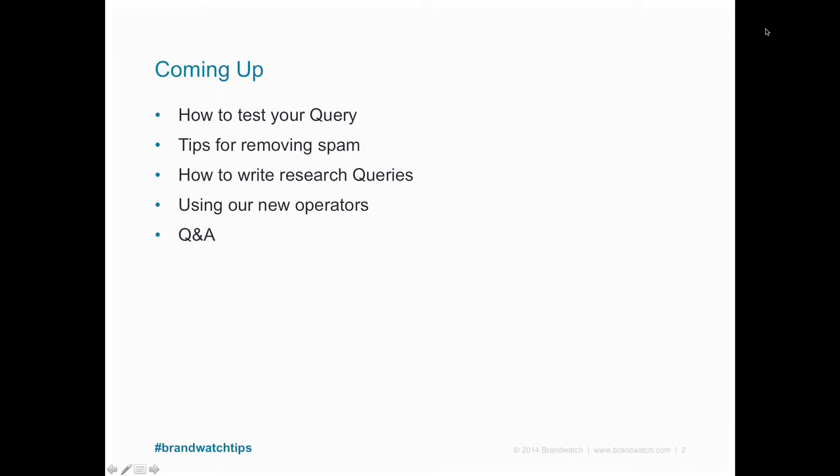Today we're going to talk about queries and advanced tips for making your queries even better. This week we launched our new operators, which towards the end of the session we're going to talk about and show you how to use. But first we're going to talk about testing your query and how you can do that to make it even more accurate. Then tips for removing spam, and then talking about how to write research queries rather than just brand queries. Then, as I say, we're going to talk about the new operators, and then we'll be answering your questions.